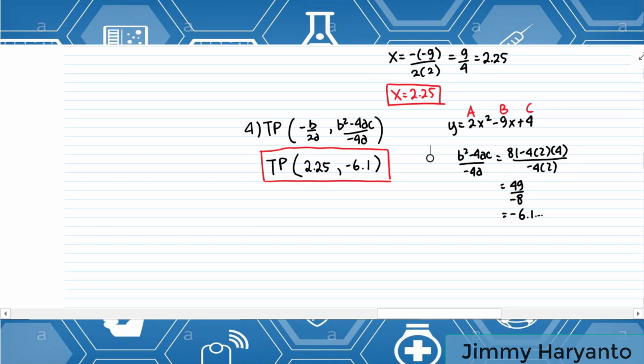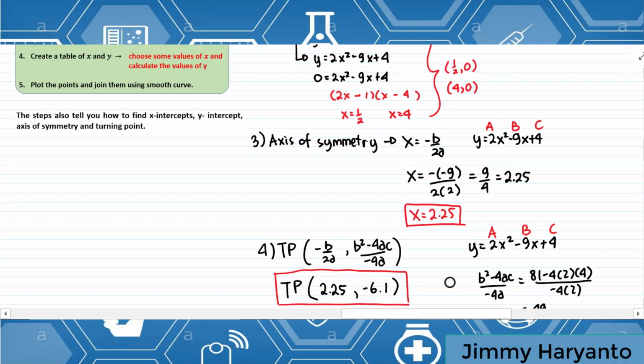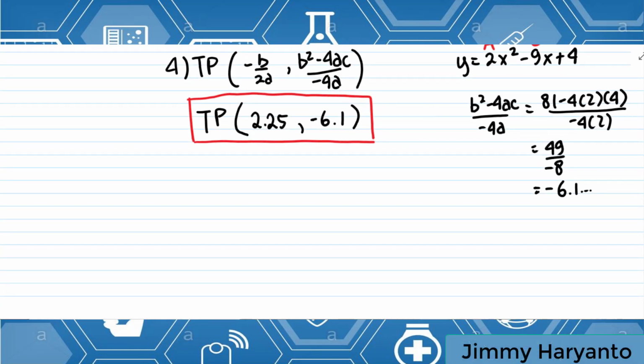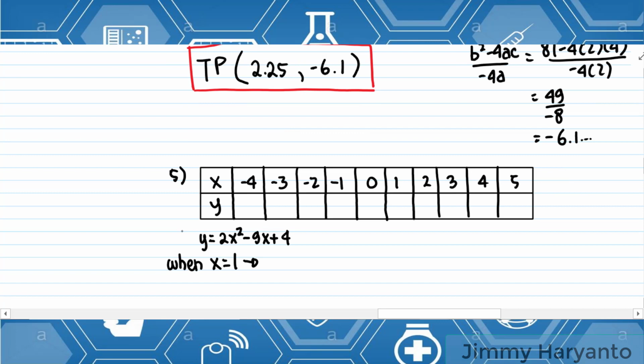And then step 5, take a look at number 5. Create a table for x and y. So you have to create the table. The table will be like this. I choose negative 4 until 5 for the values of x. You can choose more of them. The more you choose, the more accurate your drawing will be.